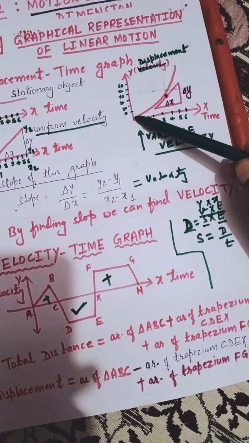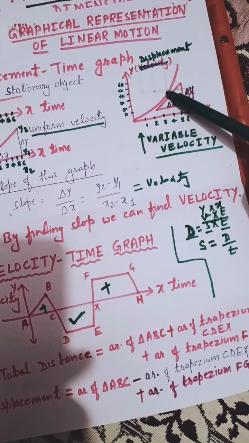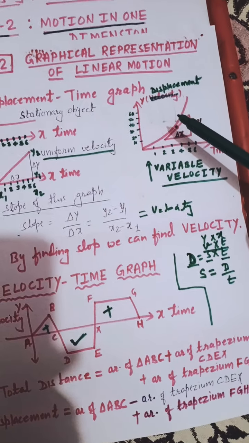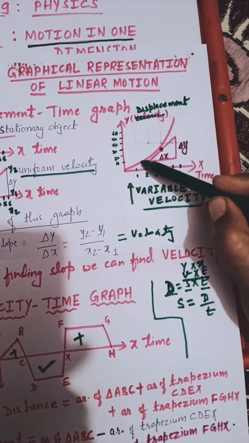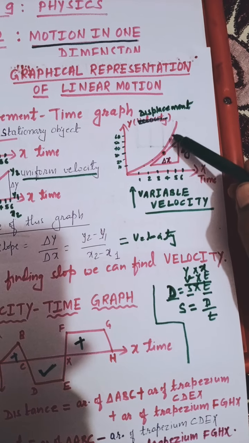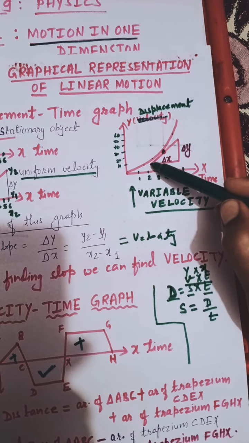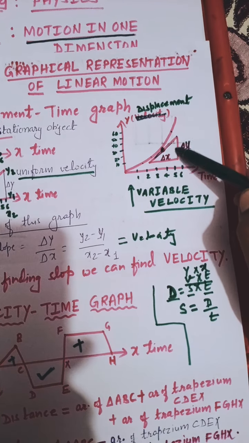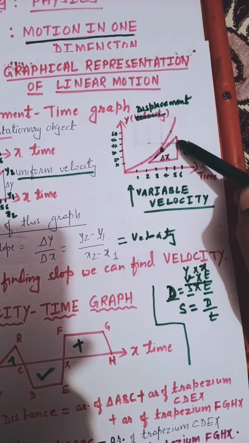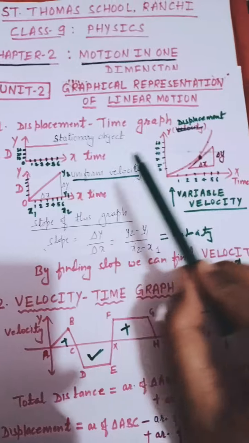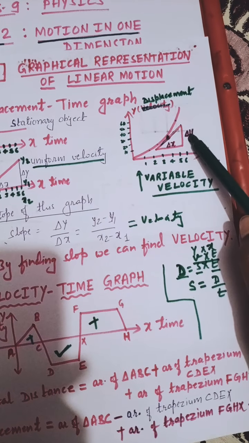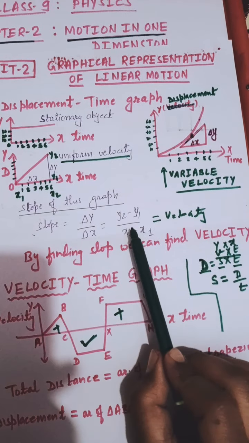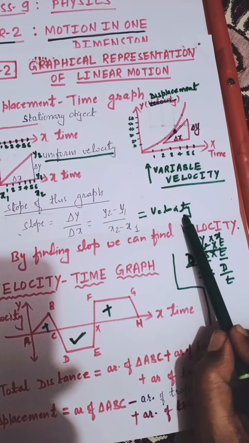Now the next graph is when the object has variable velocity. The graph comes as a curve. To find out the velocity for this curved graph, we take any point here, here, or anywhere. Suppose I have taken one point here, and on this point we are going to draw a tangent. After drawing this tangent, we complete this triangle. Similarly to the previous graph, we find out the slope. This portion will be considered as delta y, this portion will be considered as delta x, and again we find out the slope and can find out the velocity of the object.